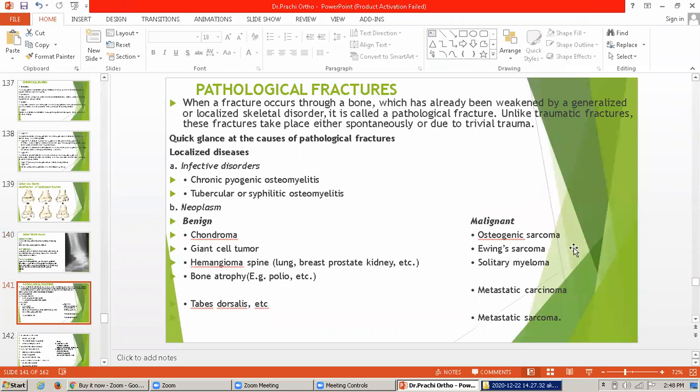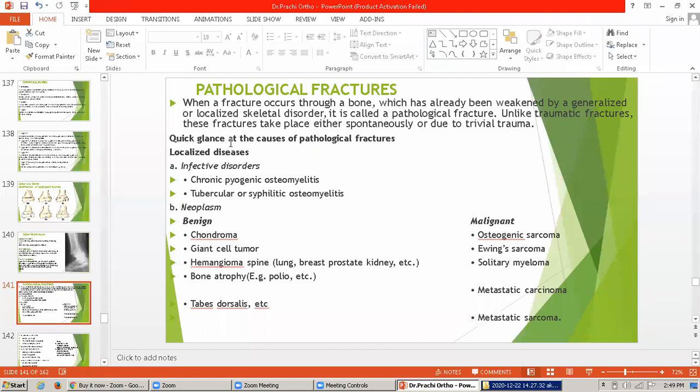Then the pathological fracture. When a fracture occurs through a bone which has already been weakened by a generalized or localized skeletal disorder, it is called a pathological fracture. So when any pathology is previously present in the patient and a fracture occurs due to that, then it is called a pathological fracture. Unlike traumatic fractures, these fractures take place either spontaneously or due to trivial trauma.